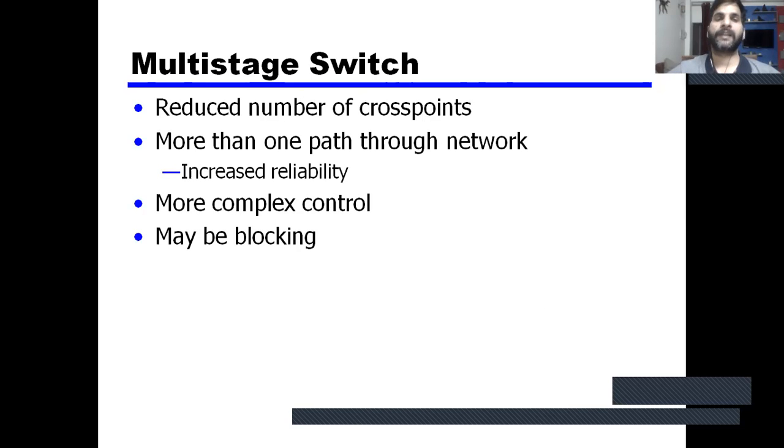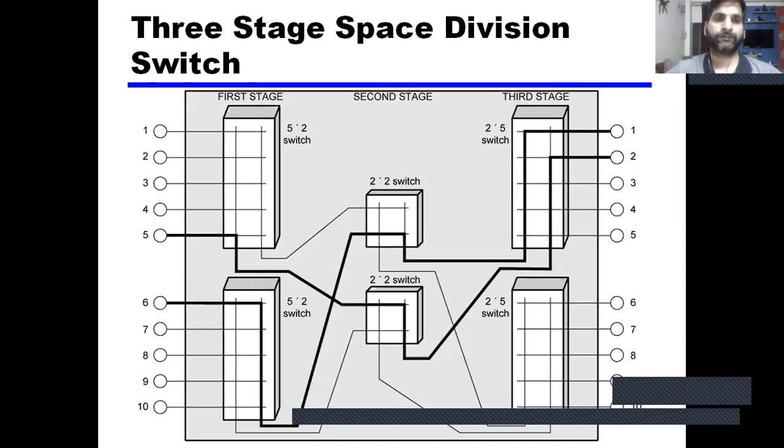Next, a circuit switching example of multi-stage switching. Multi-stage switching reduces the number of cross points, provides more than one path through the network, and increases reliability, but it has more complex control and may be blocking. The example here shows three-stage space division switching. The first stage uses 5 cross 2 switches, with 5 inputs and 2 outputs. The second stage uses 2 cross 2 switches, with 2 inputs and 2 outputs. The third and last stage has 2 inputs and 5 outputs, so it is a 2 into 5 switch box.